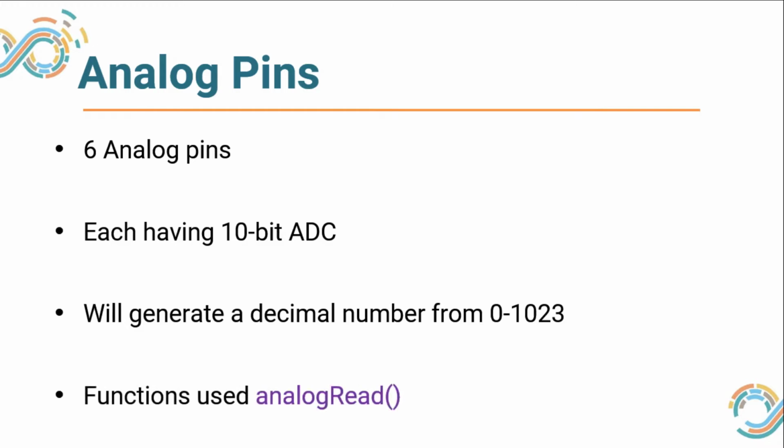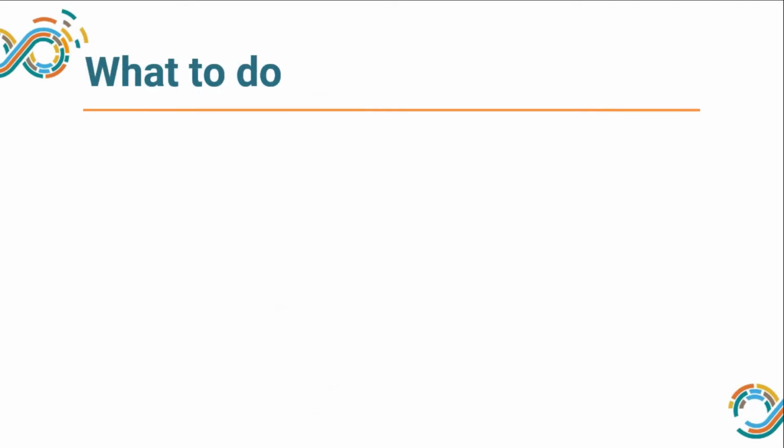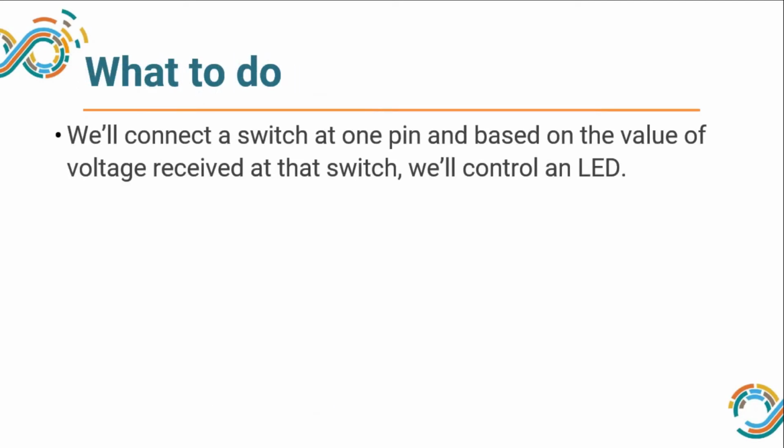We are going to use the function analogRead in the program. So what we are going to do, we will use one of the pins. We will attach some switch or potentiometer or anything that can provide us the analog voltage, and we control the LED based on the analog signal received.